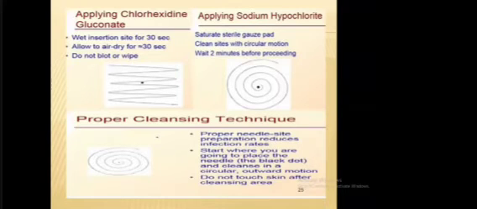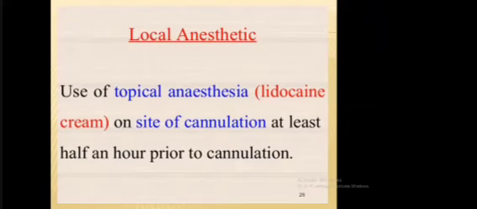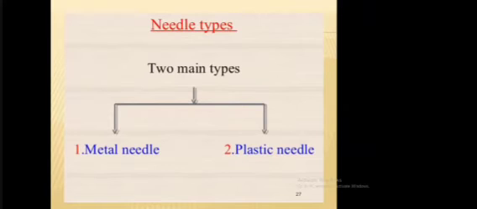This is the technique of applying chlorhexidine gluconate and sodium hypochlorite solution, and the proper cleaning technique. You have to clean in a circular motion, starting from the site of cannulation. That will be the ideal cleaning technique before cannulation of the fistula. Then use topical anesthesia on the site of cannulation at least half an hour prior to cannulation.